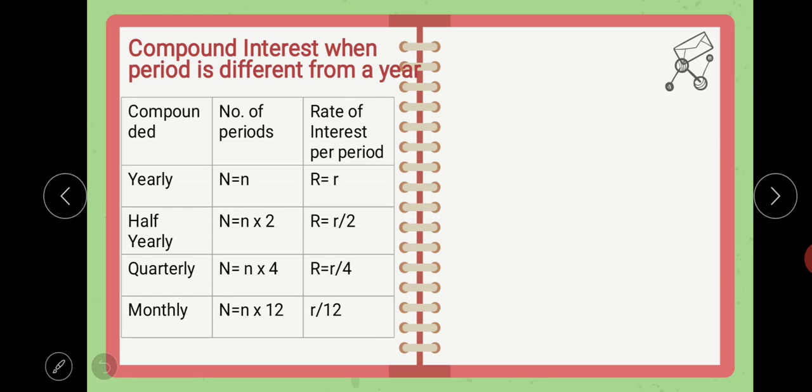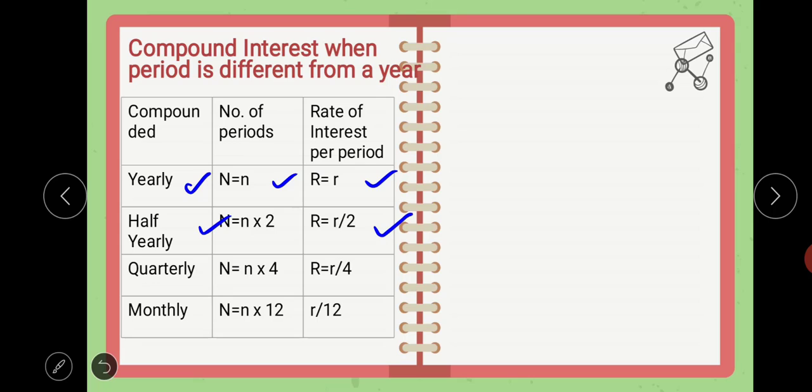So when compound interest is compounded yearly, we use N equals N, it means number of years, and the rate of interest is rate of interest percentage per annum. But when the compound interest is compounded half yearly, then which value of N do we have to take? Number of years multiplied by 2. If the interest is compounded half yearly for 2 years, then 2 multiplied by 2, it will be 4.